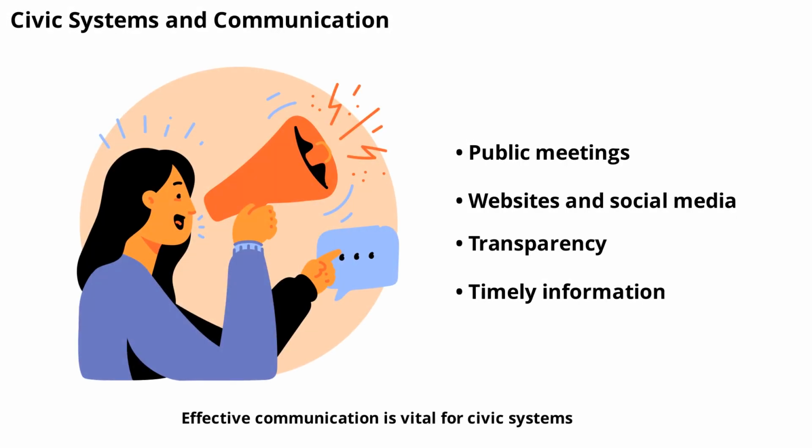Effective communication is vital for civic systems. Governments use various channels to inform the public, gather feedback, and promote transparency. Communication tools include public meetings, websites, social media, and newsletters. Clear and timely communication helps build trust, encourages participation, and ensures that everyone has access to important information.